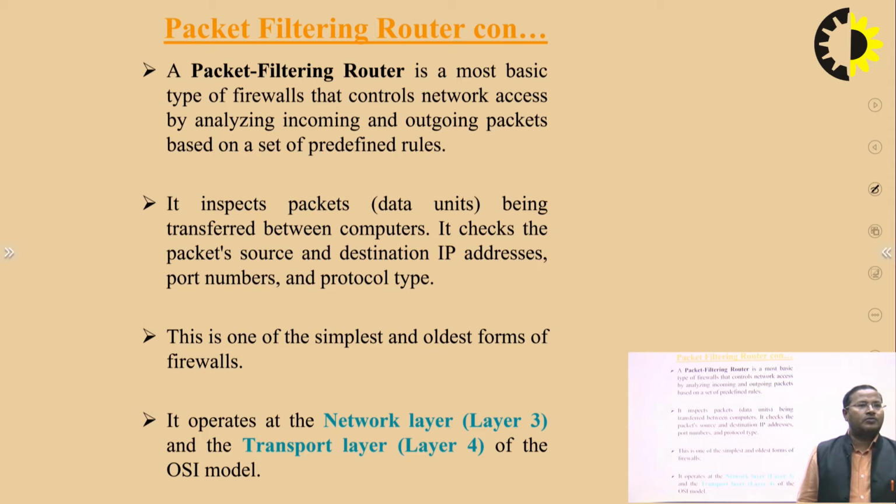A packet filtering router is the most basic type of firewall that controls network access by analyzing incoming and outgoing packets based on a set of predefined rules. It inspects packets, that is the data units being transferred between computers. It checks the packet source and destination IP addresses, port numbers, as well as protocol types. This is one of the simplest and oldest forms of firewall. It operates on the network layer, that is layer 3 of the OSI model, and the transport layer, that is layer 4 of the OSI model. It works on both layers.